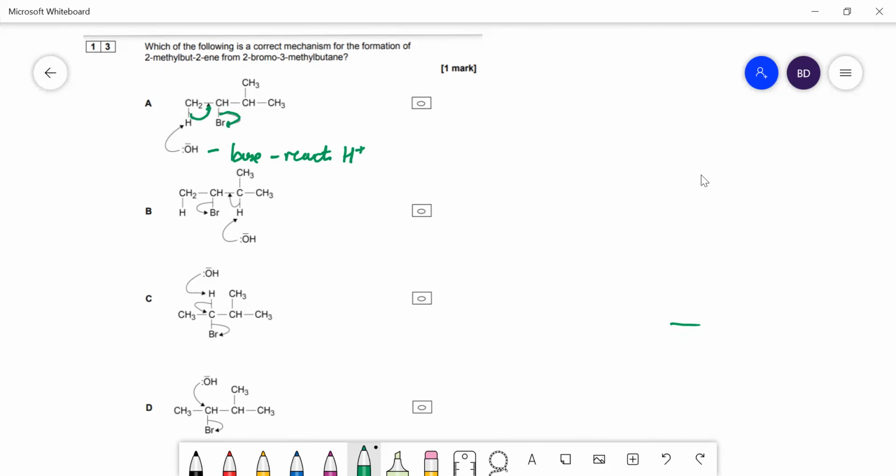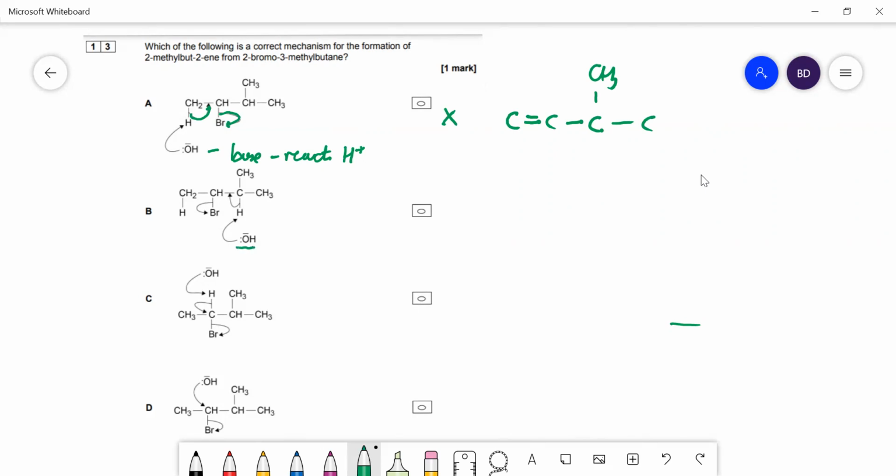But let's just check it's the right product. So we've got to make 2-methyl-but-2-ene. That would actually give us 3-methyl-but-1-ene. So that's not right. That's going to put the double bond there, isn't it? So that is not the right answer, but the mechanism is correct.